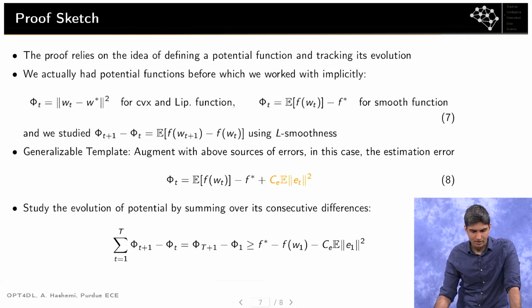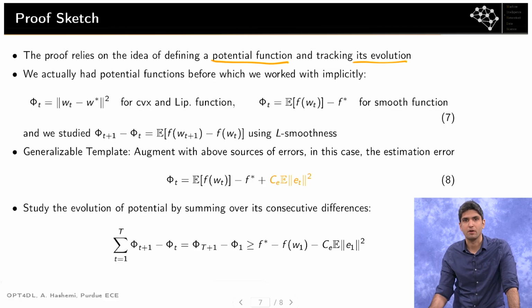Okay? And the main idea is that we're going to define what we call a potential function, and we're going to track its evolution over time. Potential functions are basically functions that are, let's say, bounded from below. So without loss of generality, we say that they are always positive. And as the algorithm evolves, you are reducing the potential function.